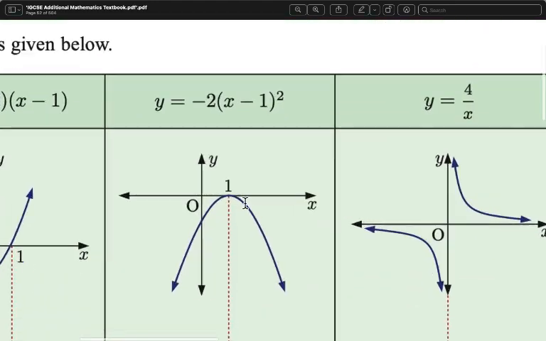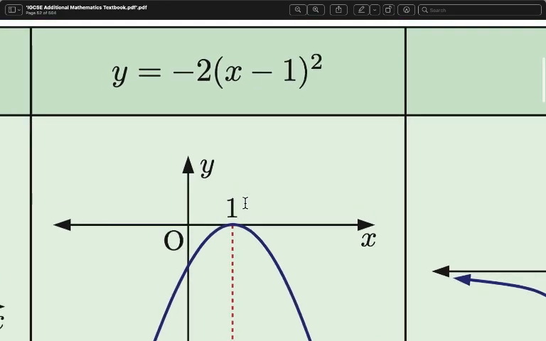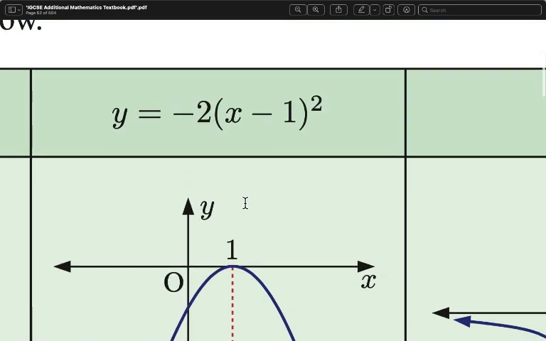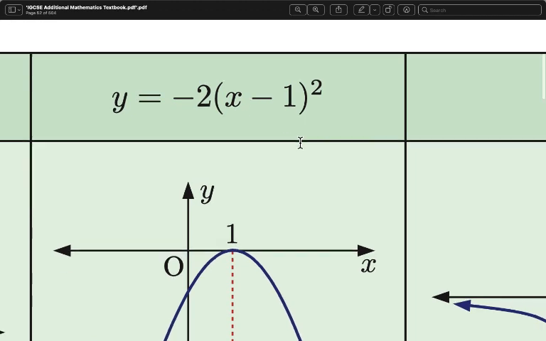Now we look at another function, y equals minus 2 times x minus 1, squared. It's very easy. In multiplication, if one of the values equals 0, the whole function is equal to 0 as well. And so it's very easy to identify that x can only be 1. As 1 minus 1 is 0, 0 times minus 2 is 0 as well.